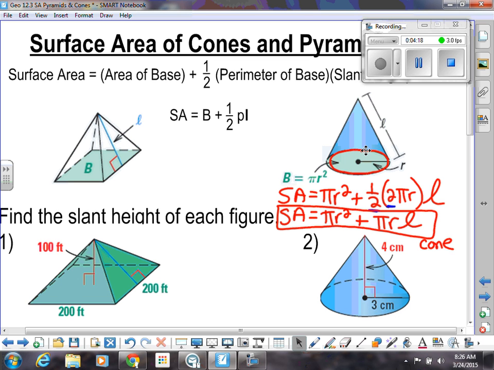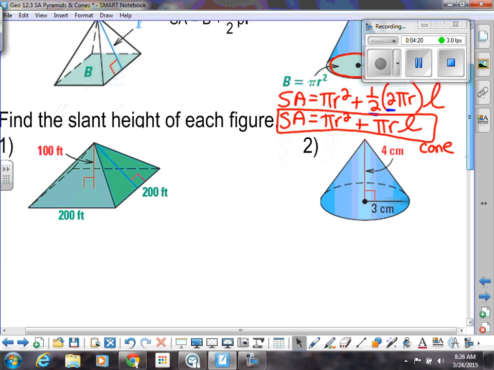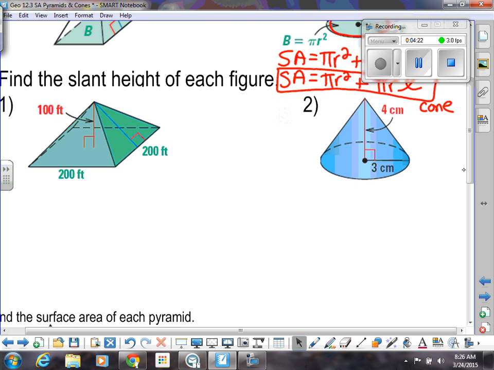Okay, so let's look at some examples. So in these first two, we're just going to find the slant height of each figure, because sometimes they don't give you the slant height. Now remember, the slant height would be this part right here. That's the slant height. That's the cursive L.